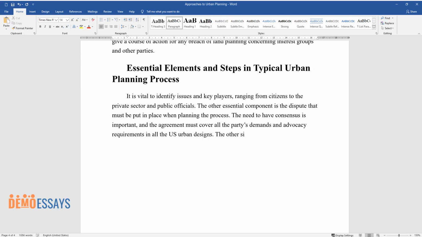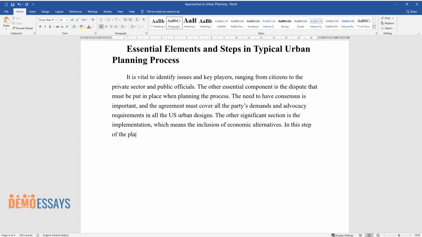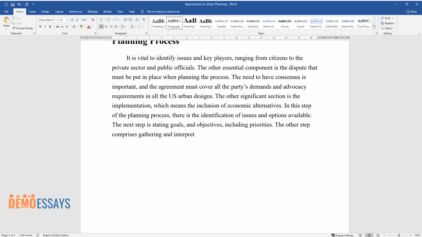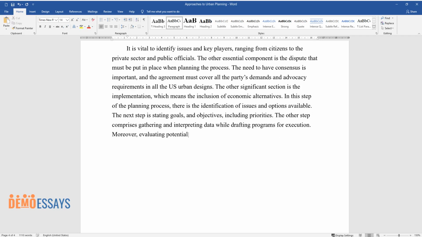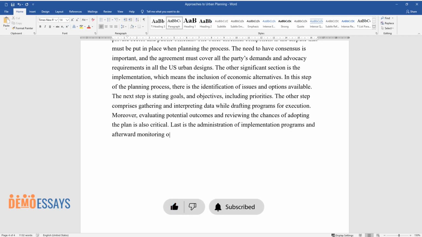The other significant section is the implementation, which means the inclusion of economic alternatives. In this step of the planning process, there is the identification of issues and options available. The next step is stating goals and objectives, including priorities. The other step comprises gathering and interpreting data while drafting programs for execution. Moreover, evaluating potential outcomes and reviewing the chances of adopting the plan is also critical. Last is the administration of implementation programs and afterward monitoring of the impacts.